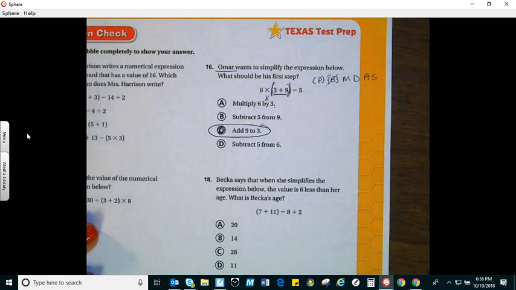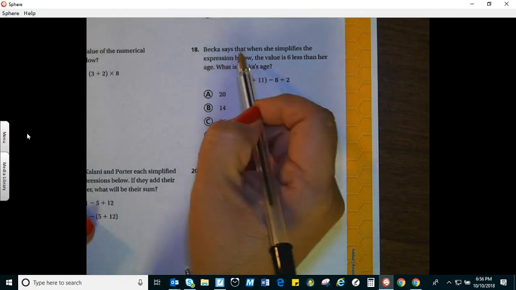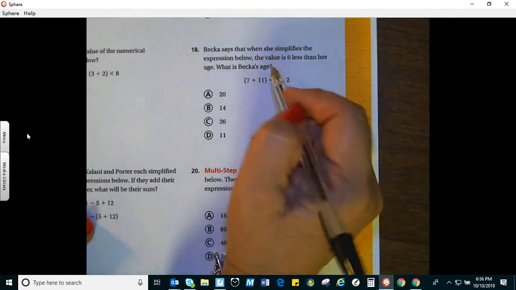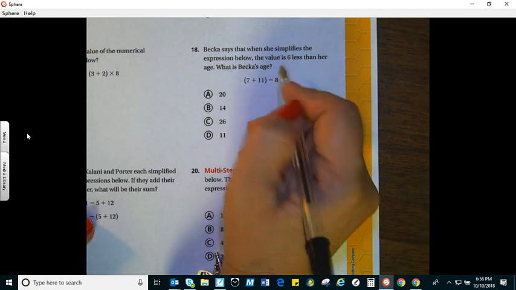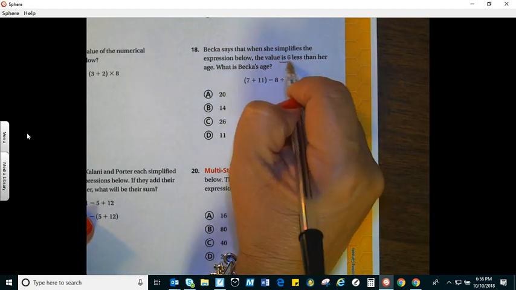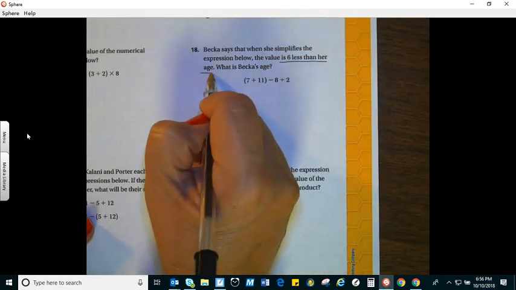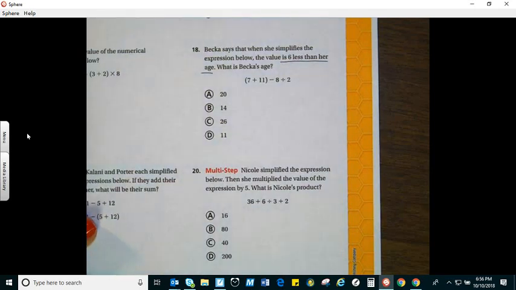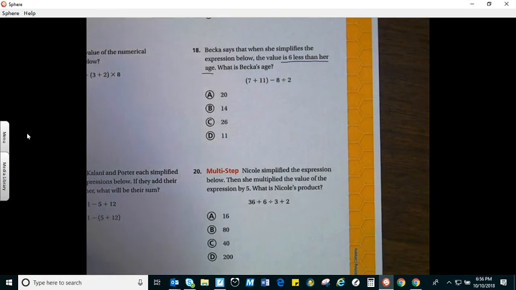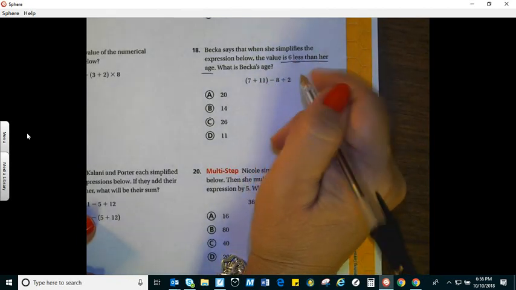All right, let's look at number 18. Number 18 reads that Becca says that when she simplifies the expression below, the value is 6 less than her age. What's her age? The value is 6 less than her age. Well, let's find out what her age is.